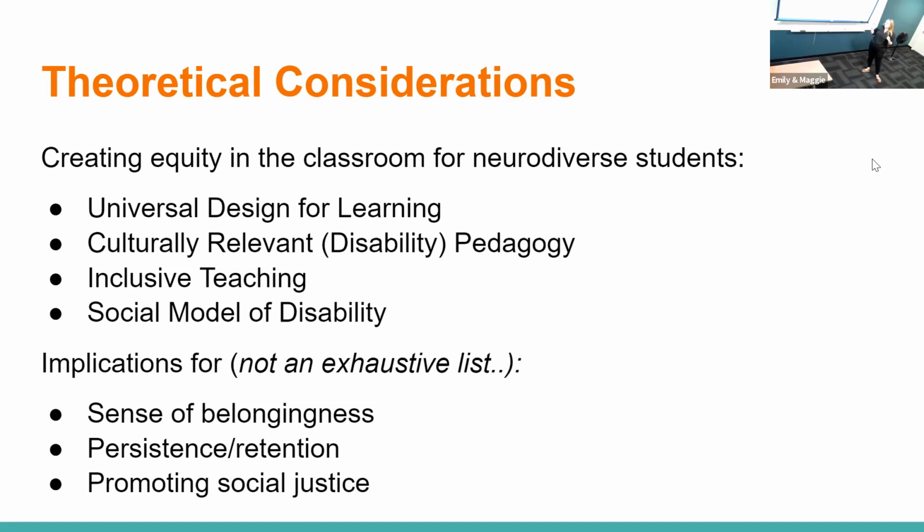And focusing on the social model of disability, this basically gets at the idea that a person is not disabled. They are disabled or handicapped by societal structures, right? So it's obstacles in their way that is creating a disability. And implications for our students, obviously not an exhaustive list, but sense of belongingness, persistence and retention, and working towards promoting social justice.